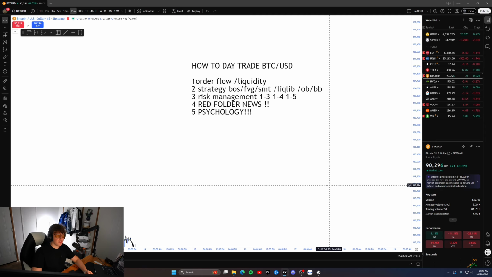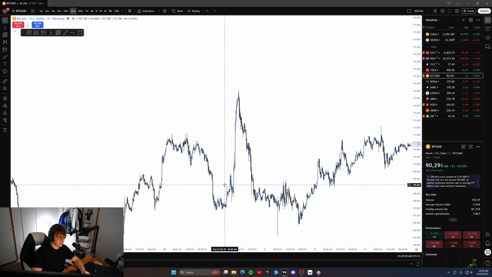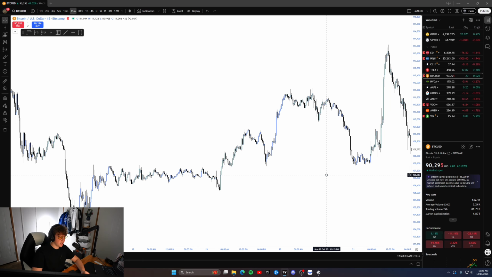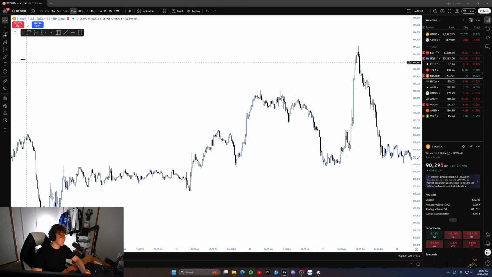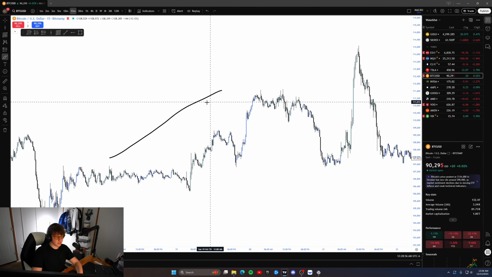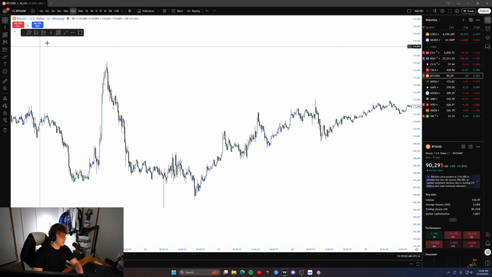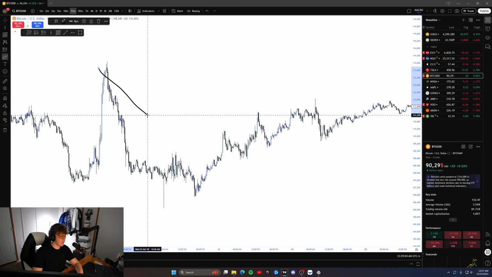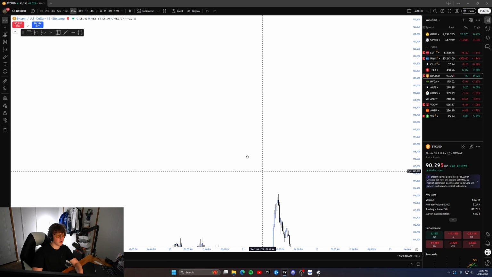Things that I like to identify when coming on the charts here, I like to identify order flow and liquidity. First, let's identify order flow, then we can identify liquidity. They're kind of like the same thing, but you use them in two different ways. So order flow is basically what direction the market is going. For example, this is going up, obviously, and then here it's going down. And here it's going down. So it's basically what direction the market is going.